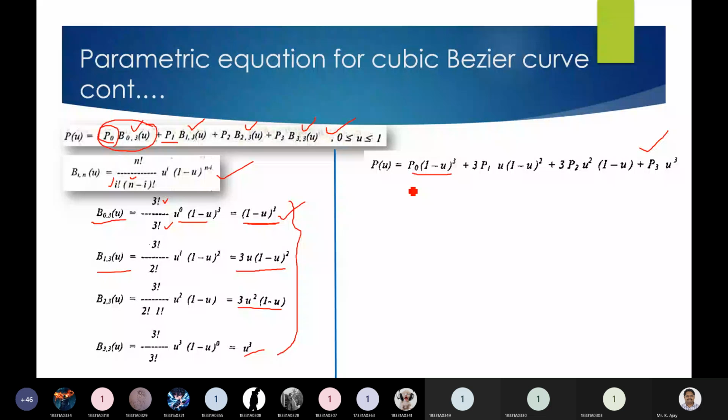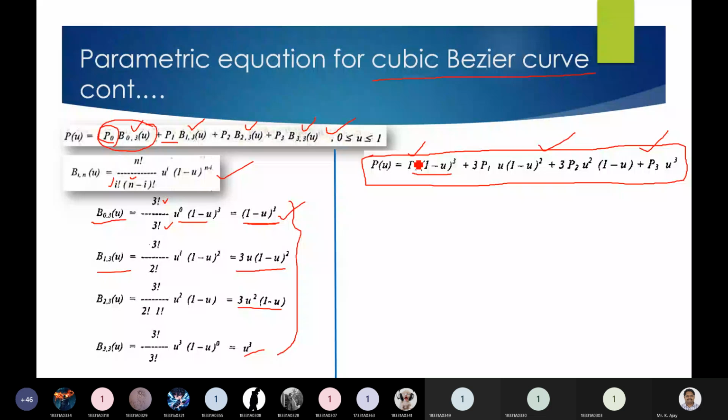For solving the problems, you need not derive this entire equation from the beginning. It's not required. Why? Because all the questions come from the cubic Bezier curve only, whose parametric equation was just now derived. So if you can remember this equation, that would be more than sufficient. P naught is the first one, and P1 comes in the second term. P2, P3 come. So there are totally 4 terms, each having the points P naught, P1, P2, P3 for each term, right?